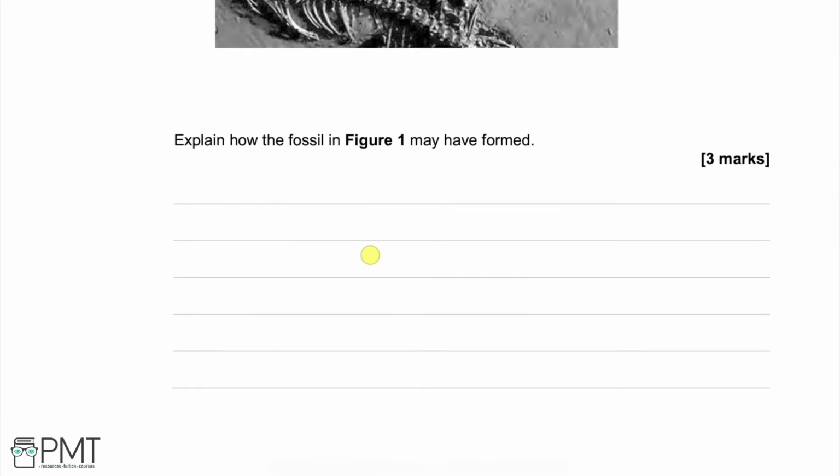Now, the first part of the question asks us to explain how the fossil in Figure 1 may have formed. Now it's a 3-mark question, so we need to make 3 clear points. Now, a fossil forms when, first of all, an organism is covered in sediment or mud. So that's our first point. The dead snake was covered by sediment.